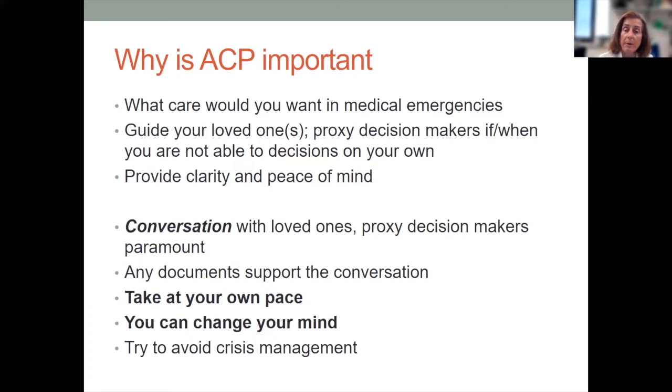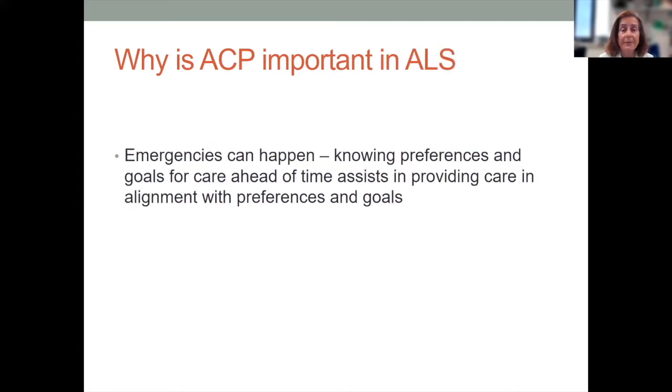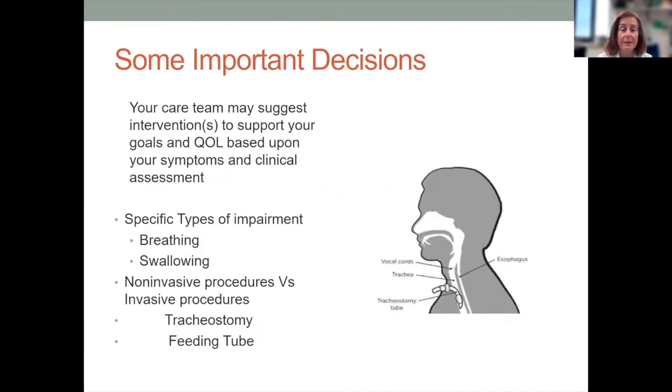It is important to remember to try to avoid crisis management because in ALS or in any setting, emergencies can happen. Knowing preferences and goals for care ahead of time assists healthcare providers in providing care in alignment with your preferences and goals. Your healthcare team may suggest interventions to support your goals and quality of life based upon your symptoms and clinical assessment.